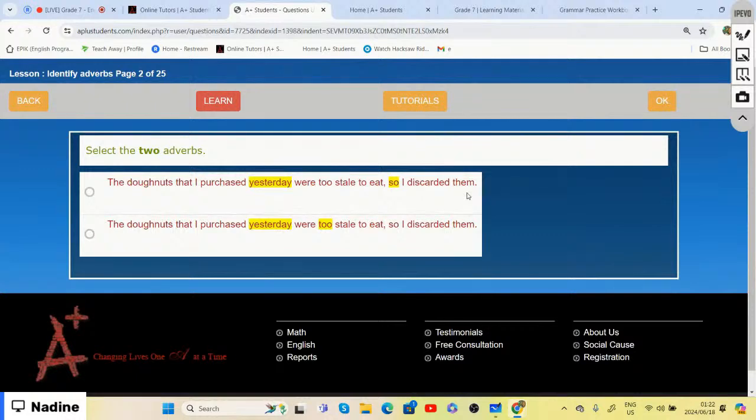We now need to select the two adverbs within the sentence. It says the donuts that I purchased yesterday were too stale to eat. So the donuts that I purchased yesterday were too stale to eat. So I discarded them. Is it yesterday and so in option one? Or is it yesterday and too in option two?